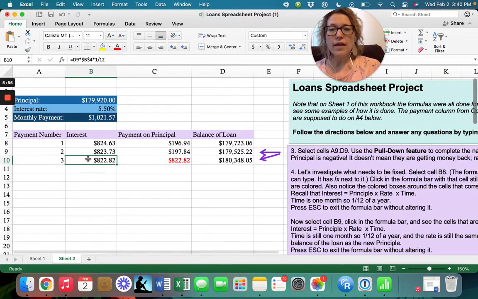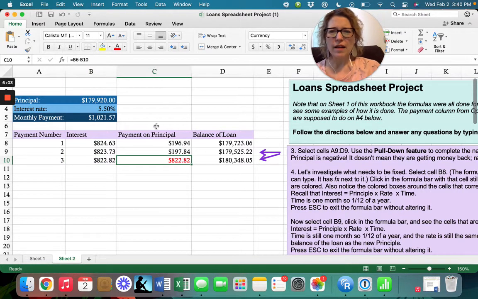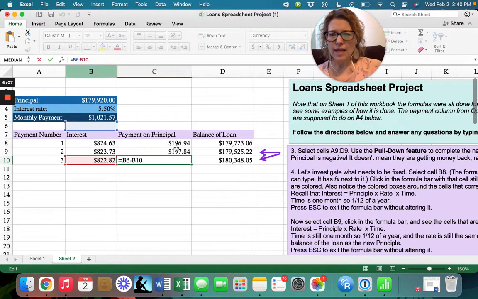So, that one's good. Now let's look at payment on principal. This one doesn't seem like it's right either. So I'll click there, go up in the formula bar, and see what's happening here. Okay, it's taking this blank cell minus my interest. That's not good. The payment on the principal is whatever's left from the monthly payment after I've already paid off that month's worth of interest. So I don't want this blank square. I want the monthly payment.